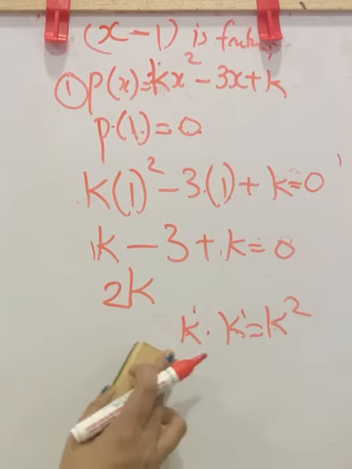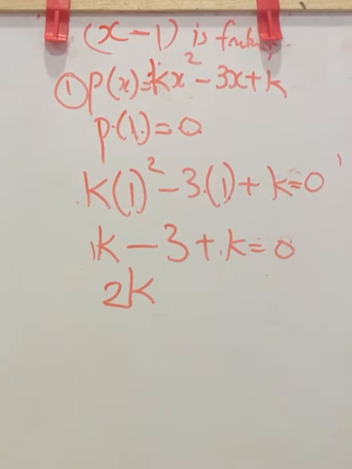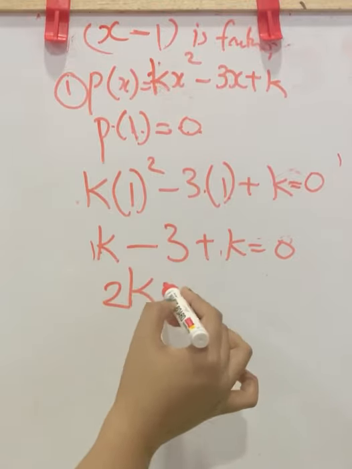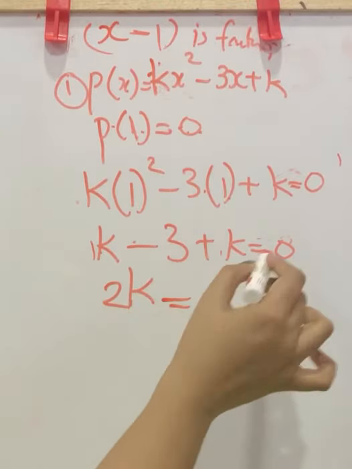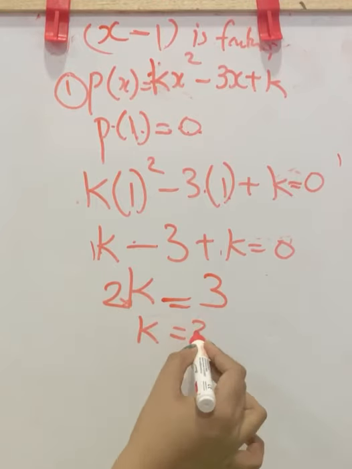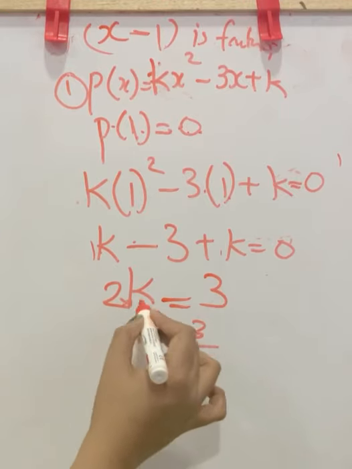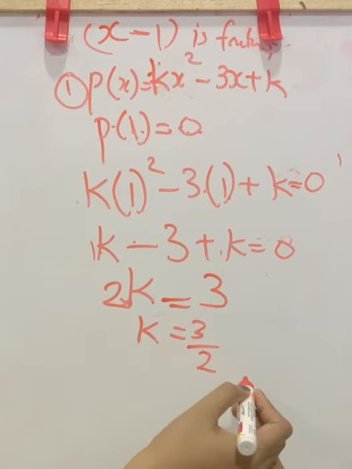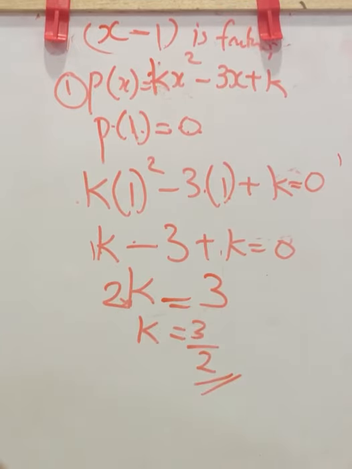Here it is k plus k, so it becomes 2k. Here 2k, 3 taken to RHS, it becomes positive 3. Now k equal to, here multiplication, 2k means 2 into k, so taking 2 to RHS, it becomes divided by 2. Value of k is 3 by 2.